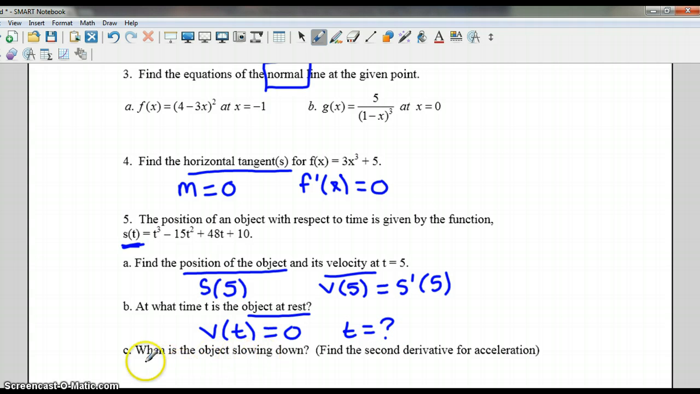When is the object slowing down? I'm going to put a star by this one because we're really going to focus more on this in the next unit, but you can start to think about this by finding the acceleration and by looking at the speed and trying to see when would the object be decelerating or slowing down or whatever you would like to say. So you can start thinking about this already, but we'll talk about it more in our next unit.